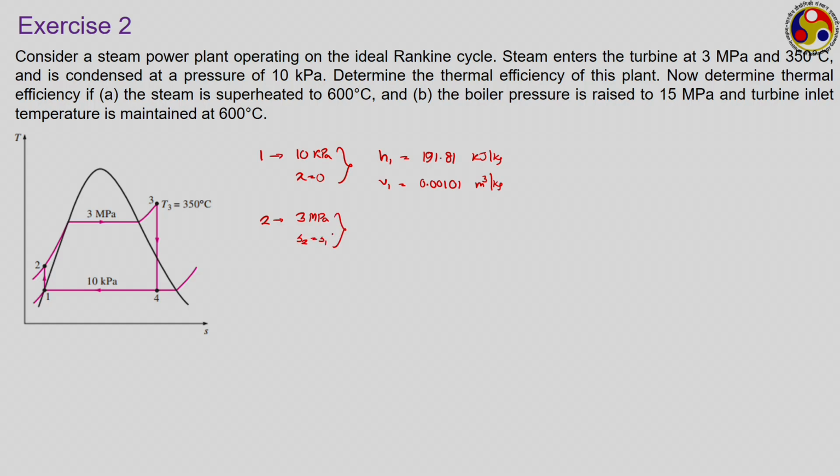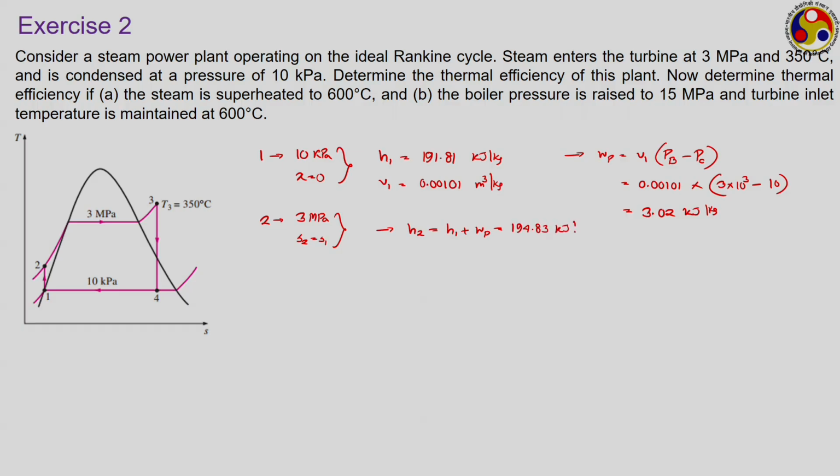But this information we generally do not need to make use of, because we can directly calculate the pump work using the specific volume at point 1 into the difference between boiler pressure and condenser pressure. So, it is 0.00101 into the boiler pressure, 3 into 10 cube, minus the condenser pressure, 10, in terms of kilopascal. So, the pump work is coming a meager value of 3.02 kilojoule per kg, and from there we can calculate H2 to be equal to H1 plus the pump work. So, a minor change, we have 194.83 kilojoule per kg. So, point 1 and 2 have been identified.